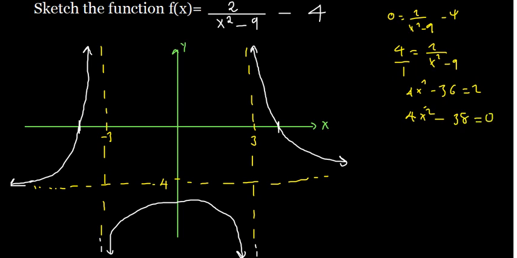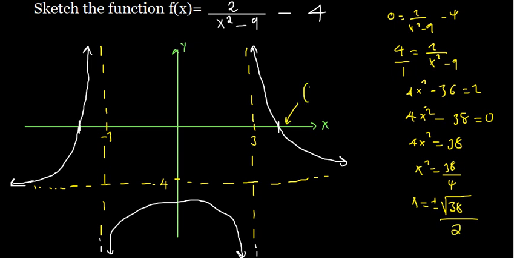That is equal to 0 because if 2 comes to this side, it will be negative. Then I can take the 38 to the other side, so 4x² = 38. I can divide both sides by 4. That will give us a decimal, but if we're not using a calculator, I'll just get 38 over 4. Then take the square root. We get positive or negative square root of 38 over square root of 4, which is 2. So this one is (√38/2, 0) and this one is (−√38/2, 0).